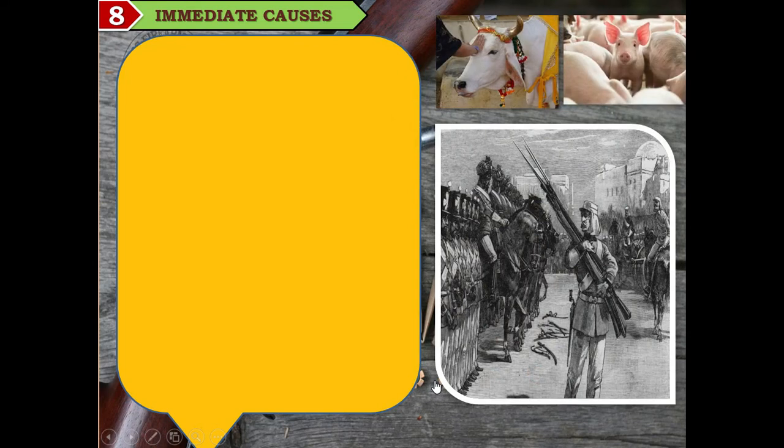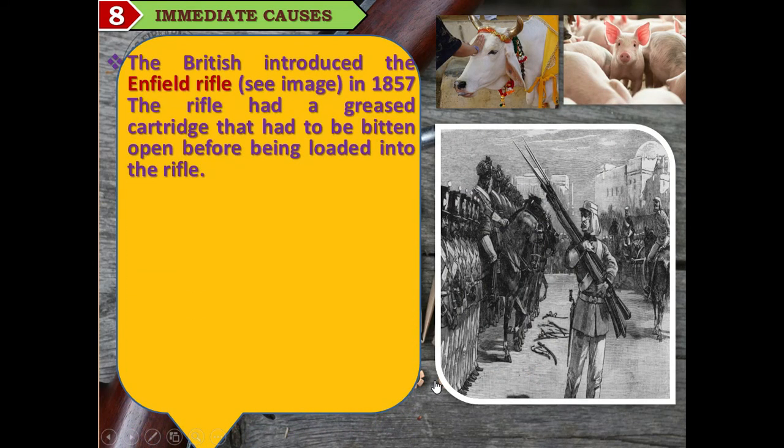It is one of the most important causes of this revolt. The British introduced the Enfield rifle. See, that is a rifle in this image. This is the Enfield rifle, and in 1857, the rifle had a greased cartridge that had to be bitten open before being loaded into the rifle.